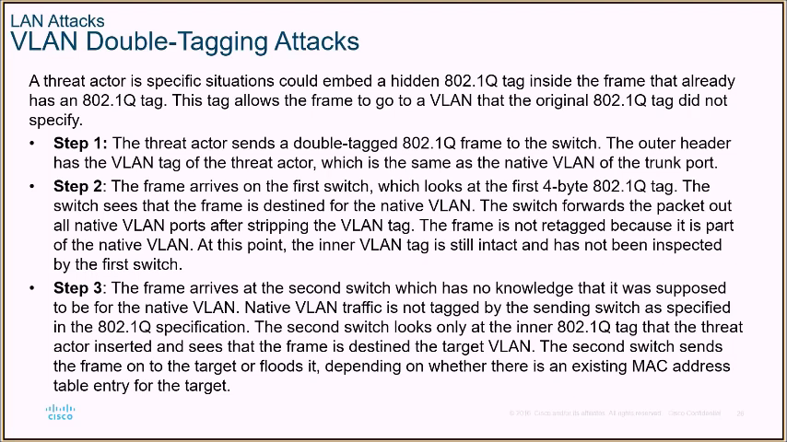At this point, the inner tag is still intact and has not been inspected by the first switch. The frame arrives at the second switch, which has no knowledge that it was supposed to be native VLAN, because native VLAN traffic is not tagged by the sending switch, as specified in the specs. The second switch looks at the inner 802.1Q tag that the threat actor inserted and sees that the frame is destined for the target VLAN. The second switch sends the frame onto the target or floods it, depending on whether there's an existing MAC address in the table.